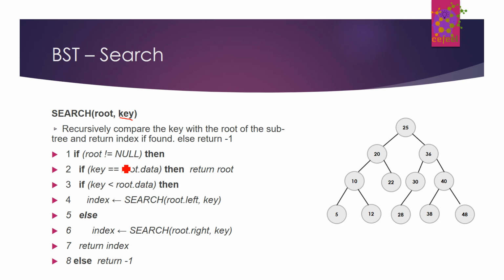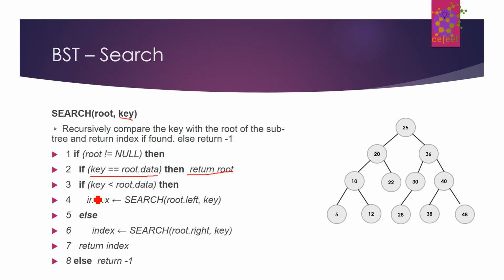So then what we do is we see if the element we have found is actually in the root. If the root equals the element, the data inside root is the key, then we are done. We just need to return root and then we are done. There is no need to search further. This is like a best case for us.